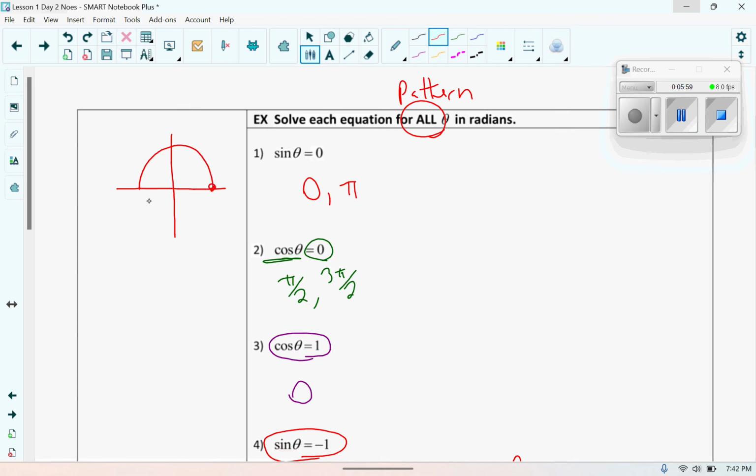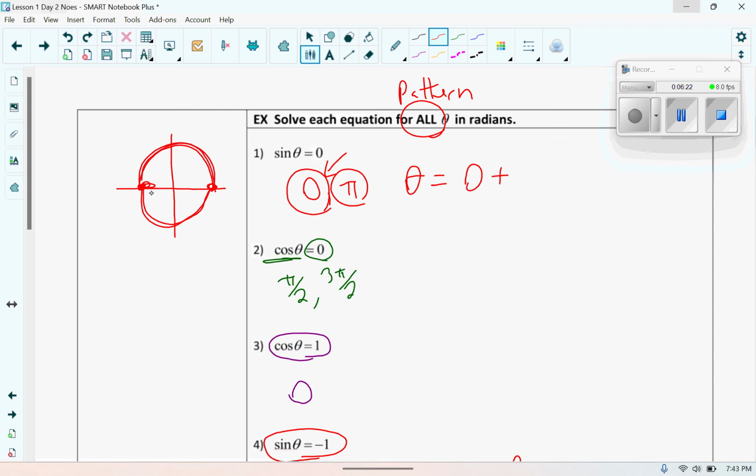then it happens again at pi. So every time you're coming around this way, it's hitting it. You're coming around this way, it's hitting it. Okay, so the pattern you're going to take, usually it's the first one you see. It can be either one of these. So I'm going to start here, and I'm going to say theta is equal to 0, or you could say pi, plus, and then what's the pattern?